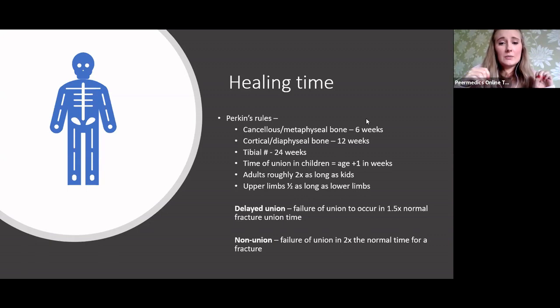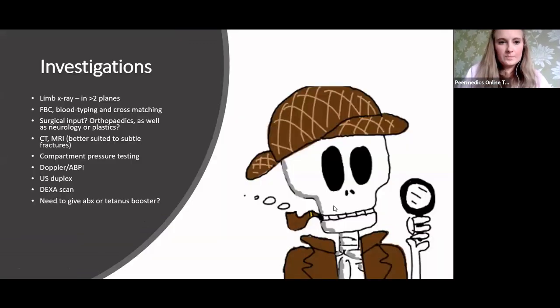And non-union is that happening about 2 times. So delayed union, it is happening, but not quite fast enough. And non-union, we waited twice as long as we should. It's not happened at all, even if it will happen very eventually. So they're like the rough time spans that we put on those.